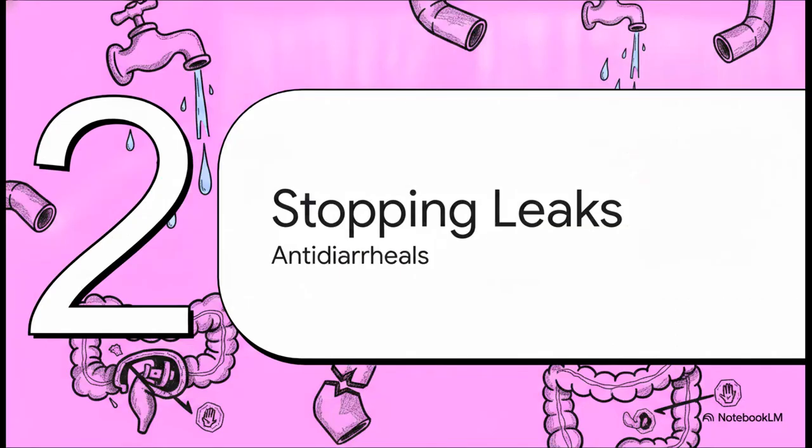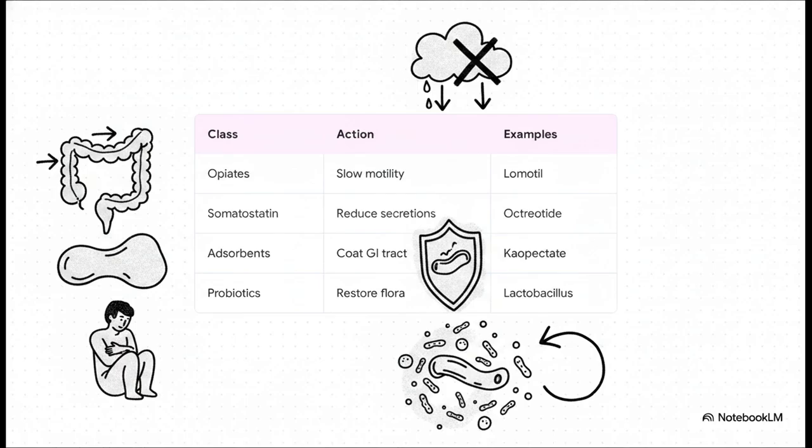Moving right along to part two, stopping leaks, antidiarrheals. So we're completely reversing our strategy here. Now we need to aggressively slow down that intestinal motility. Opiates and opiate-related agents like Lomotil and Imodium do exactly this. They hit the brakes on motility, increase stool bulk, and decrease abdominal cramping.